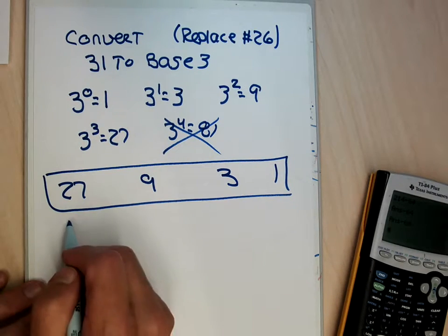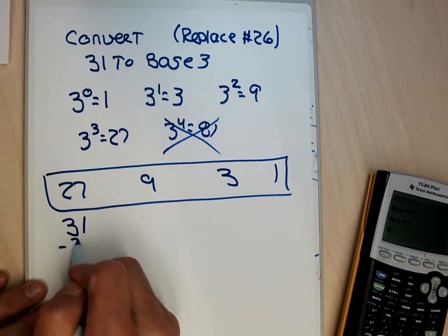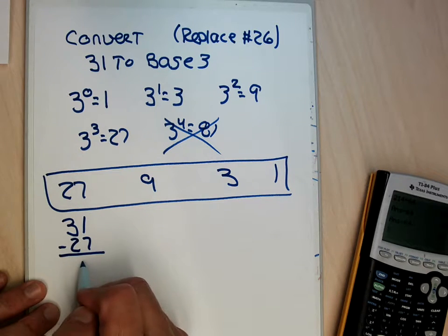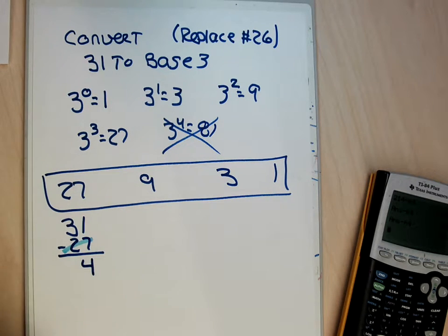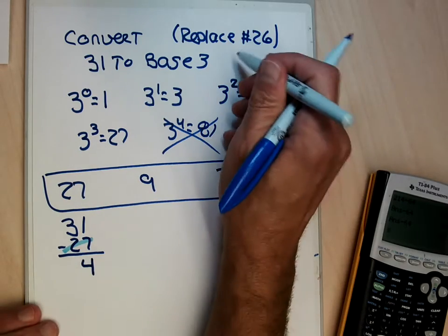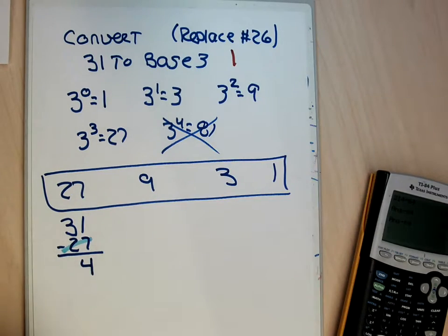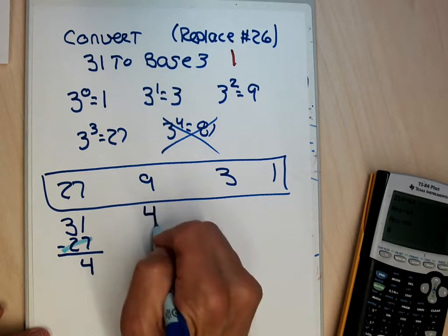Now I'm going to subtract. Take my number, first subtract 27. 31 minus 27 is 4. I'm less than 27. I'm done subtracting. The first number in my answer is going to be the number 1 for the 1 time I go to subtract. I bring my 4 over.